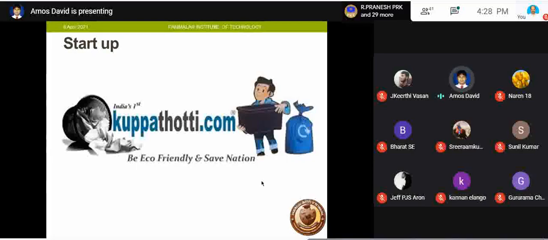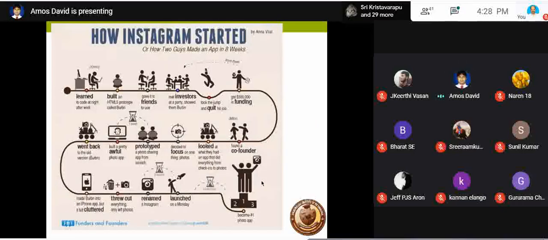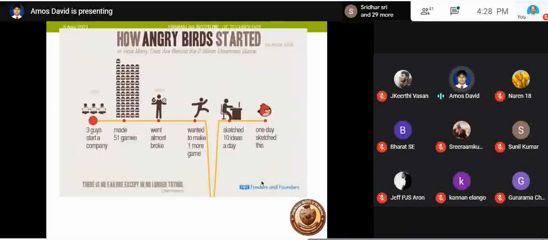Yes, just like that. Electronic gadget scrap and all also they will collect. That is what happens in kupatoti.com. Next, how Instagram started. I'll just share the slide with you. You can have a look at it.